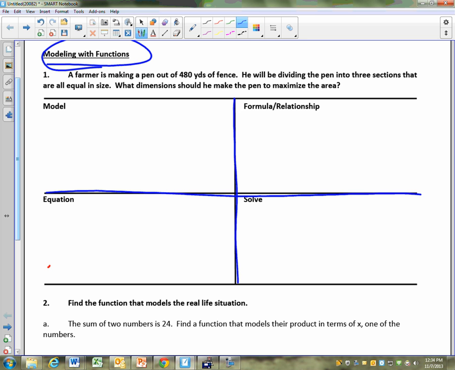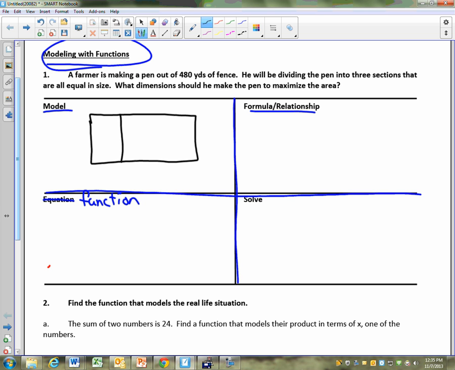But if you don't get how to do a problem, the first thing I'm going to have you do, draw 4 boxes. First thing we do is we model, then we write a formula, and then we write a function. Sorry, I'd rather use this notation. And then we solve. And the problem is this. Farmer is making a pen out of 480 yards of fence. So he's got this rectangular pen. Okay, he's going to divide it into 3 equal sections. So we'll make those as equal as possible.